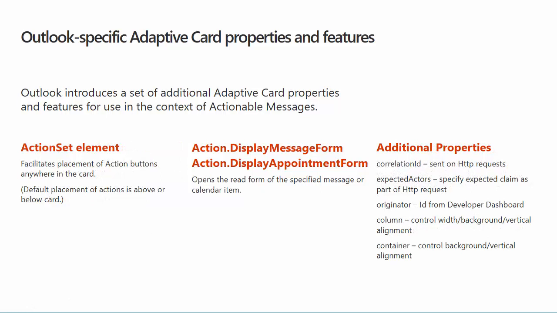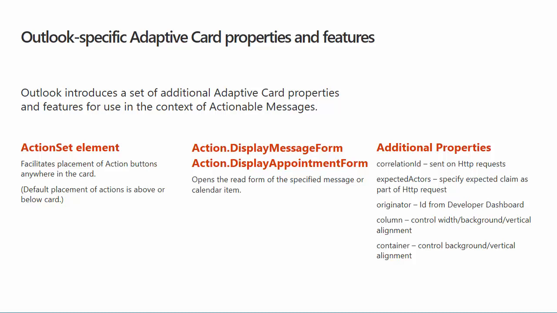Typically, when I do an action element, if we review the samples, you'll see there is information at the top of a card and then actions at the bottom of the card, which renders the buttons for those actions at the bottom of the card. But perhaps you don't want the button at the bottom, perhaps you have multiple sets of buttons depending on your card. The action set element lets me put an action button anywhere in the body of the actionable message card instead of just using the default at the bottom.